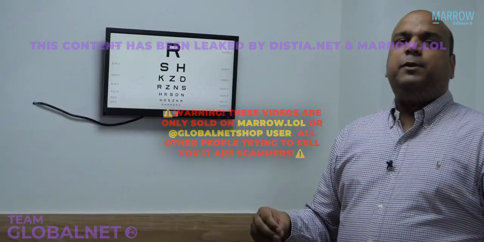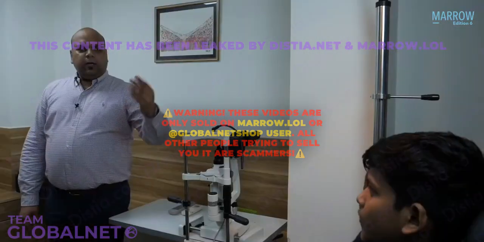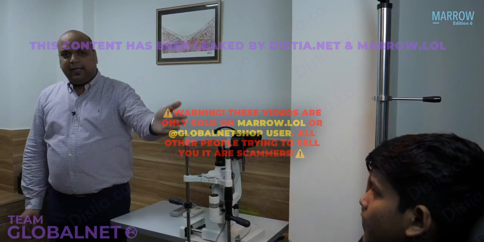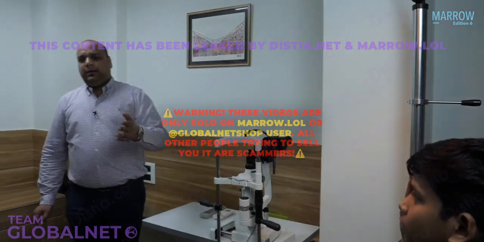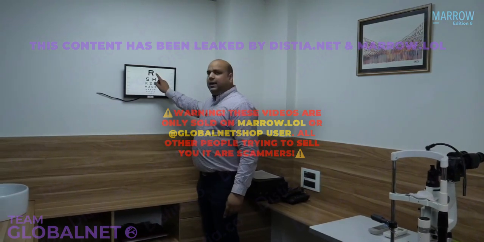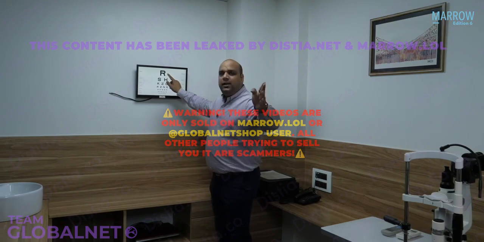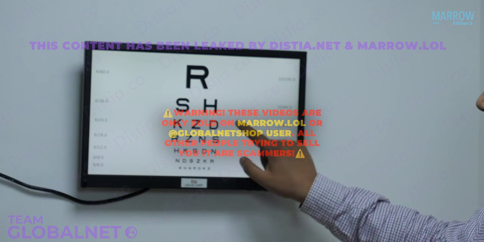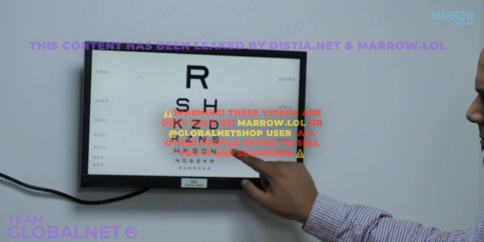Now let's take the example of patient number 2. The same patient becomes our patient number 2 in this case. Karan is our second patient. Because we have tested the vision of the right eye, and the vision was 6 by 6, now we are going to test his vision of the left eye. Again, Karan is sitting at a distance of 6 meters, and he will be reading the chart with his right eye closed and only the left eye open. Sir, start. R S H K Z D R Z N S.